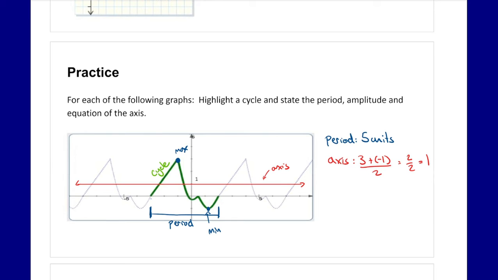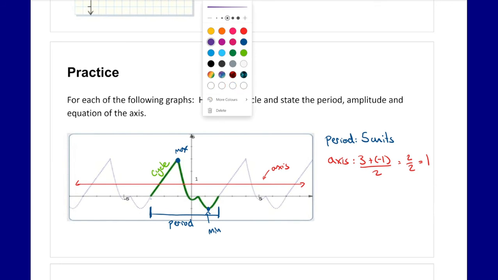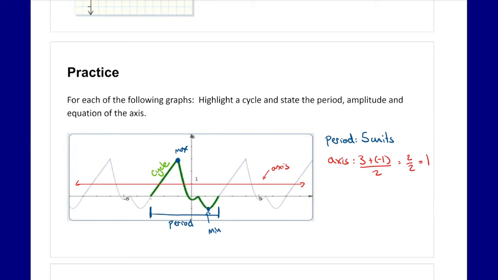The amplitude then, again is the distance from the midline to the max or minimum.